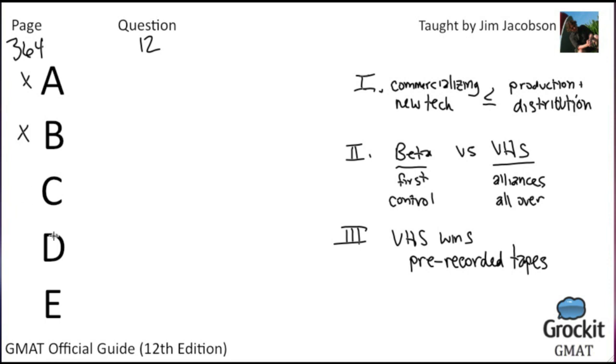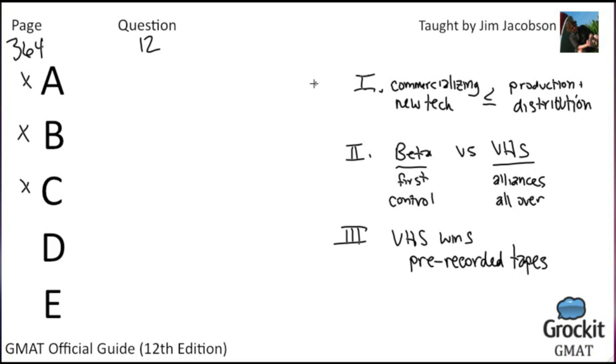C, reinterpreting an event from contemporary business history. I don't think they're reinterpreting it. I think at the time, even people knew what was going on with Beta versus VHS. I was there, and it was certainly my impression that people knew what was going on. Of course, that's outside knowledge, but the passage is not reinterpreting. It's not saying, well, people used to think this, but now they think this other thing. So it's not that.